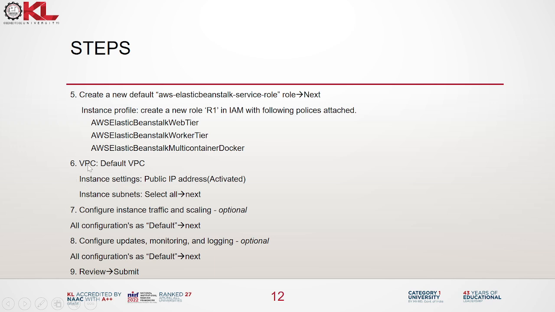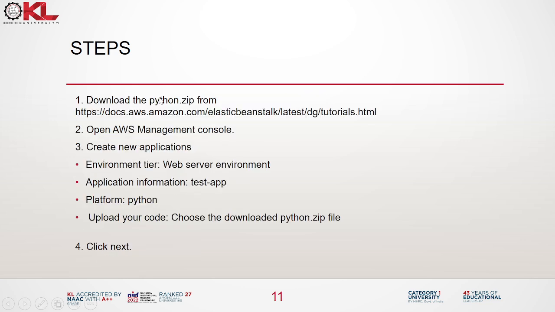So you can choose the VPC as default, whereas the instance setting as public IP address. Instance subnet, you can select all the subnets. Steps 7 and 8 are optional. Finally, review and submit. So let's go into the first step.